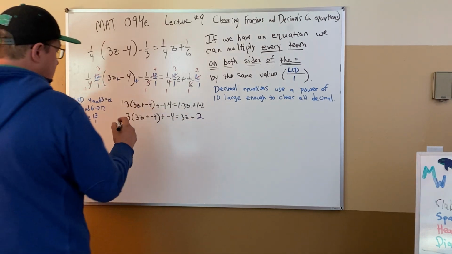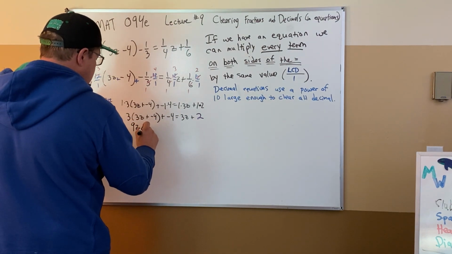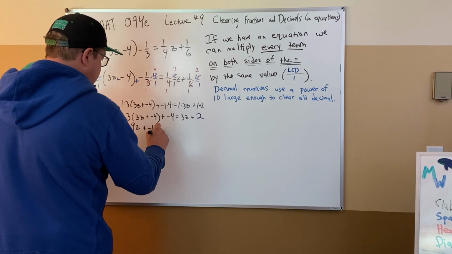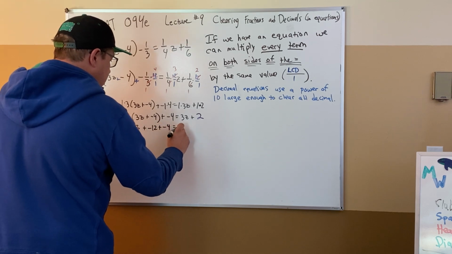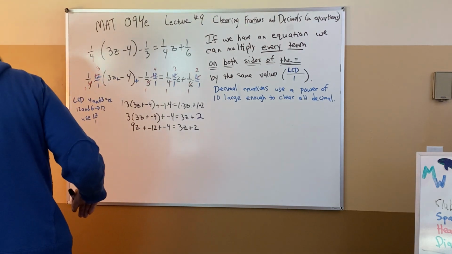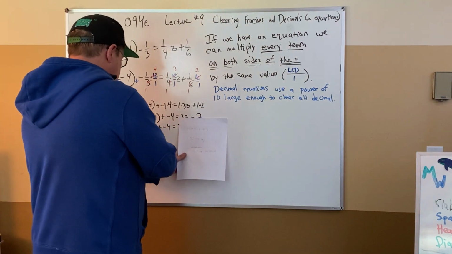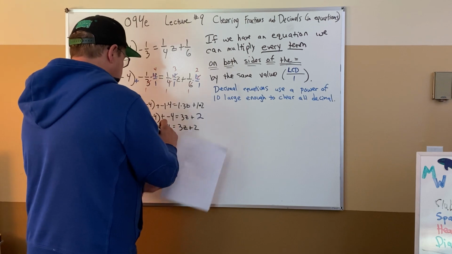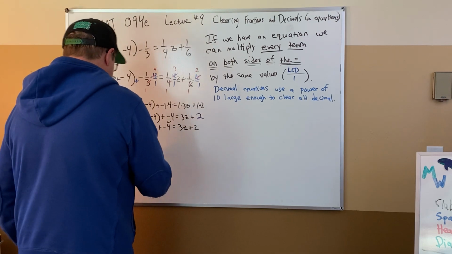Got to get rid of the parentheses. 3 times 3, 9z, plus 3 times negative 4 is negative 12, plus negative 4 that was already there. Here we have 3z plus 2. Combining like terms, I would do this, right? Cover that up. 9z plus negative 12 plus negative 4. The negative 4 is in the same column as the negative 12.